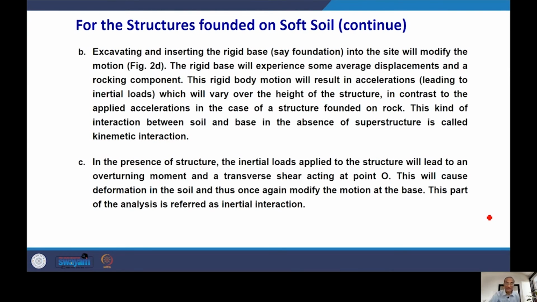So kinematic interaction is that interaction which can be done assuming that the mass of the structure is zero or negligible. So when you don't consider the mass of the structure, then inertial forces will not come into the picture. Now continue with that. In the presence of the structure, the inertial loads applied to the structure will lead to an overturning moment and a transverse shear acting at point O. This will cause deformation in the soil and then once again modify the motion at the base. This part of the analysis is referred to as inertial interaction.